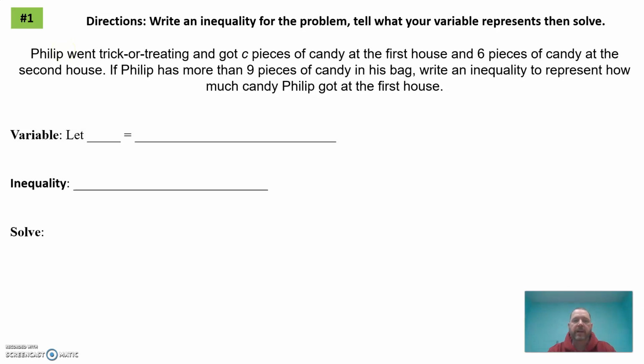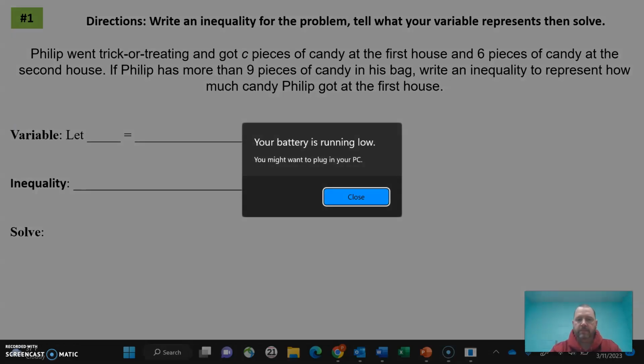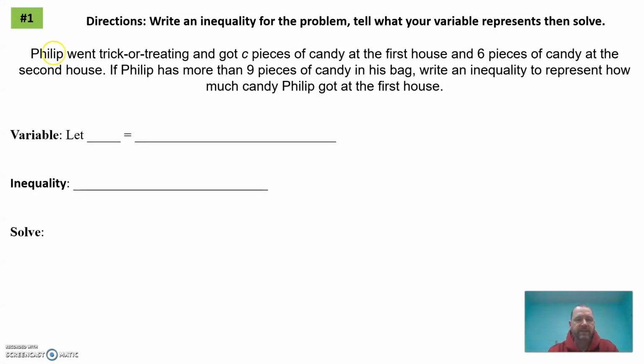Philip went trick-or-treating and got C pieces of candy at the first house and 6 pieces of candy at the second house. If Philip has more than 9 pieces of candy in his bag, write an inequality to represent how much candy Philip got at the first house. So let's break this down. It tells us that the variable we're going to use is C, and it says that C is going to be how much candy Philip got at the first house.